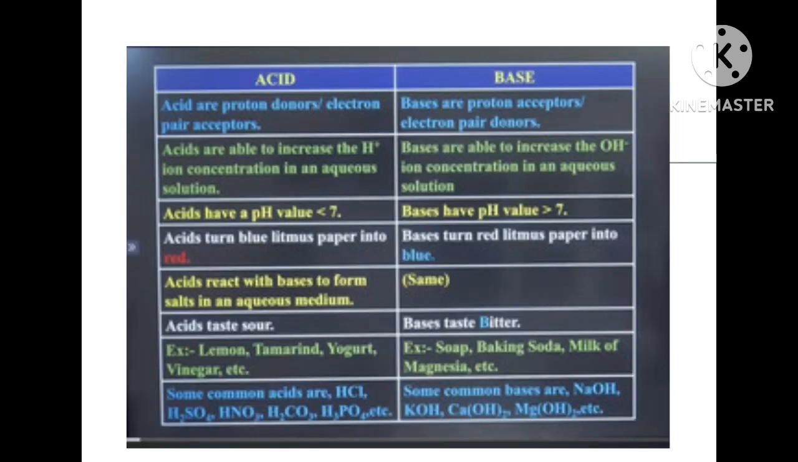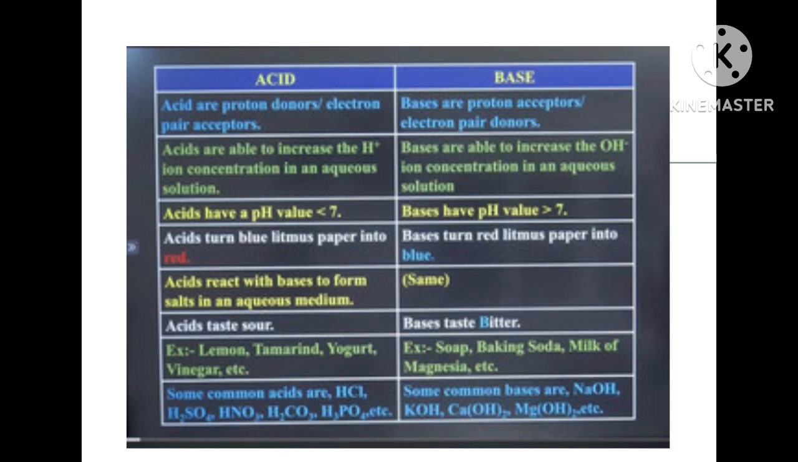Next, we are going to discuss the differences between acids and bases. As you can see on the screen, differentiate between acids and bases is a very important question you always get in your exams. You have to learn this table as it is. As we have already discussed, acids are proton donors or electron acceptors, whereas bases are proton acceptors or electron pair donors. Acids are able to increase the H plus ion concentration in an aqueous solution, whereas bases are able to increase the OH minus ion concentration in an aqueous solution.